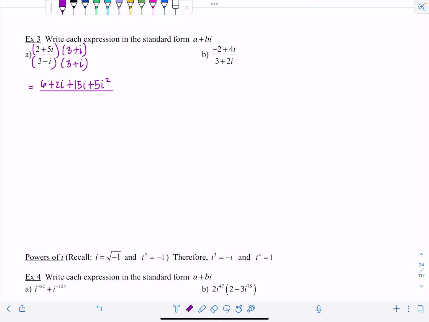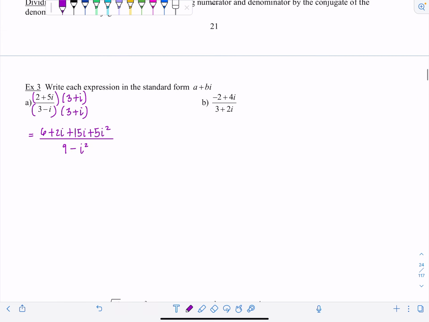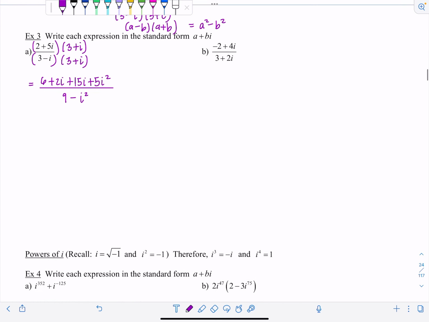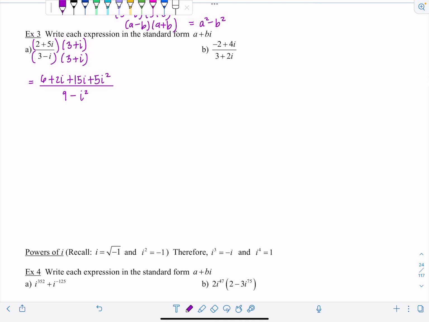And then in the denominator, notice we're just going to have a difference of squares. So we're going to have 9 minus i squared. Where did I get that? Well, remember, 3 minus i times 3 plus i. That's A minus B times A plus B. And we end up with A squared minus B squared. So I don't need to sit there and FOIL the whole thing. I know those middle terms are going to cancel out. That's the whole point of the conjugate. Okay.